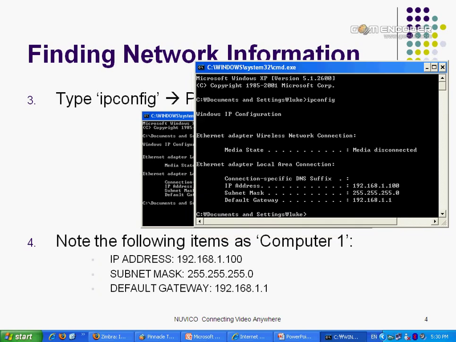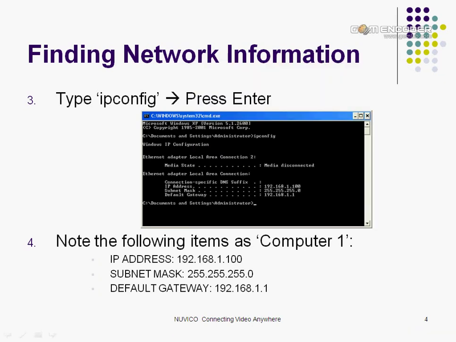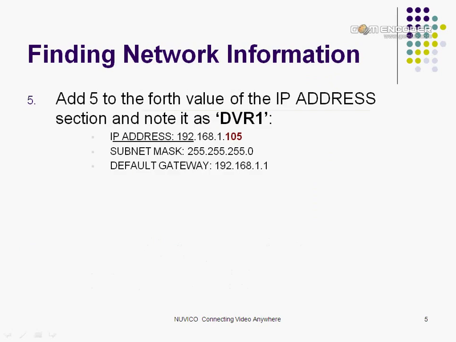On a separate note, make a note as computer 1 and write down the IP address as 192.168.1.100, the subnet mask as 255.255.255.0, and the default gateway as 192.168.1.1.